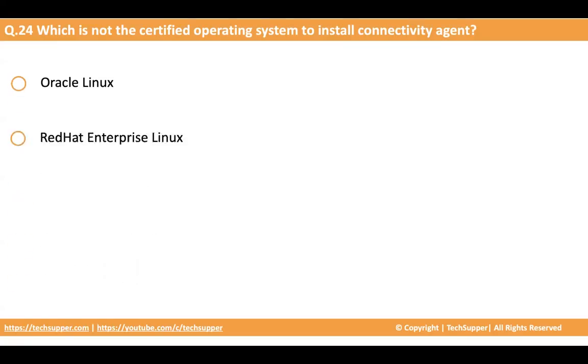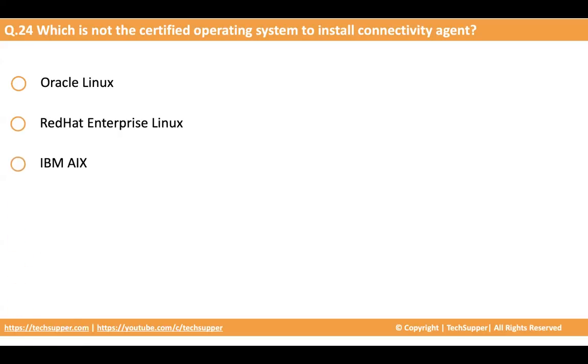Oracle Linux, Red Hat Enterprise Linux, RHEL, IBM AIX, Windows 2019. So IBM AIX is not the certified operating system. Oracle only recommends using either Oracle Linux, Red Hat, or Windows 2019 to install the connectivity agent. However, there are other operating systems on which you can install your connectivity agent, but IBM AIX is not the certified one. You can install the agent on IBM AIX, but it is not the recommended one.